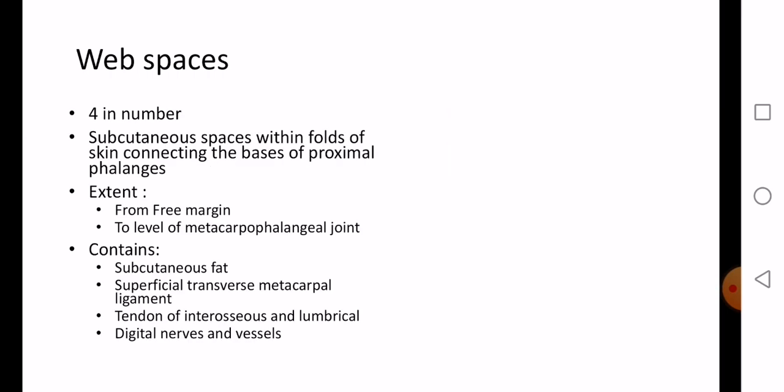The next space, the web space. They are four in number. Subcutaneous spaces within folds of skin connecting the bases of proximal phalanges. It extends from the free margin to the level of the metacarpophalangeal joint. All of you can see in your own hands, from the free margin to the level of the metacarpophalangeal joint. It contains subcutaneous fat, the superficial transverse metacarpal ligament, the tendons of the interossei and the lumbricals, and the digital nerves and vessels.